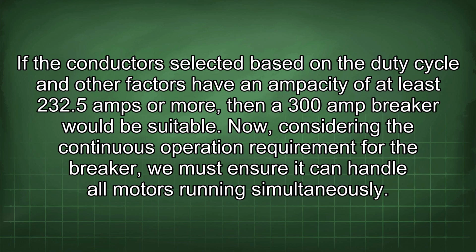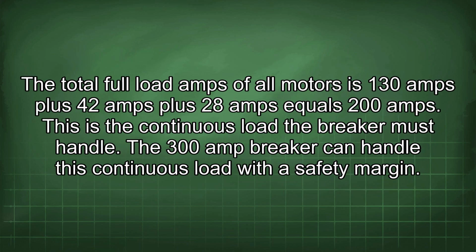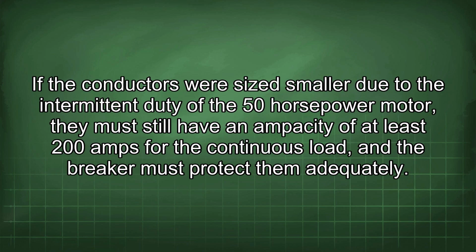Now, considering the continuous operation requirement for the breaker, we must ensure it can handle all motors running simultaneously. The total full load amps of all motors is 130 amps plus 42 amps plus 28 amps equals 200 amps. This is the continuous load the breaker must handle. The 300 amp breaker can handle this continuous load with a safety margin. If the conductors were sized smaller due to the intermittent duty of the 50 horsepower motor, they must still have an ampacity of at least 200 amps for the continuous load, and the breaker must protect them adequately.